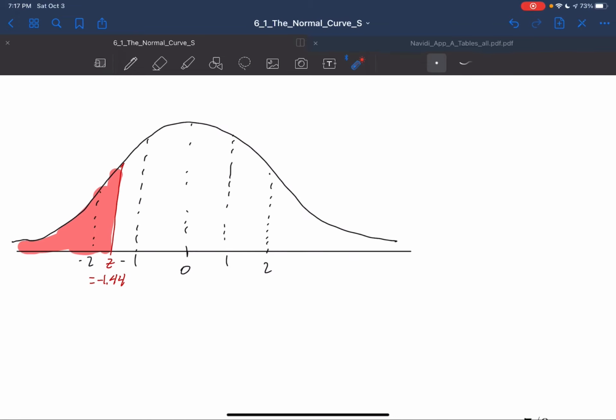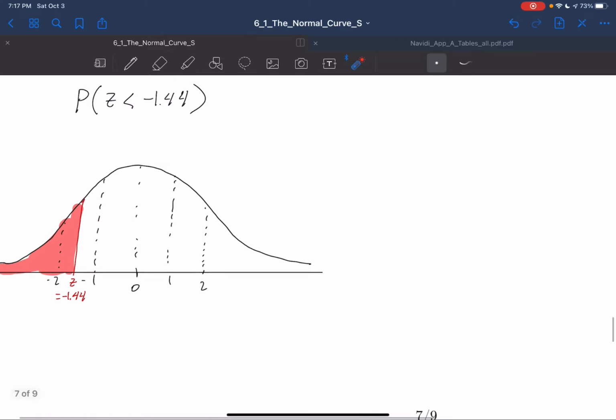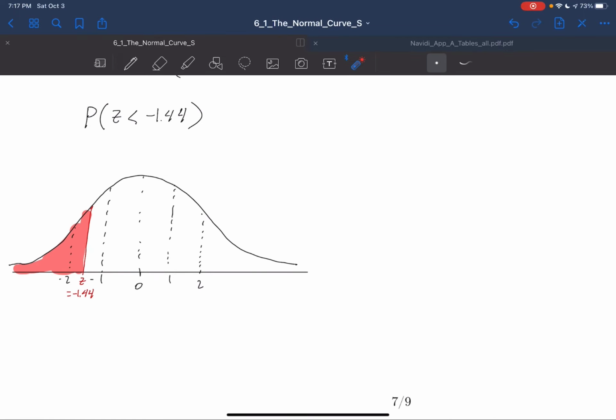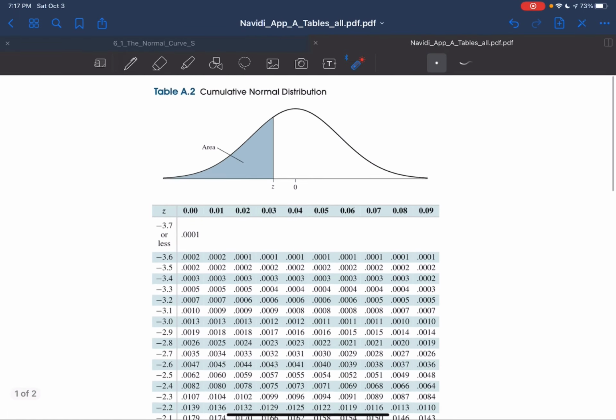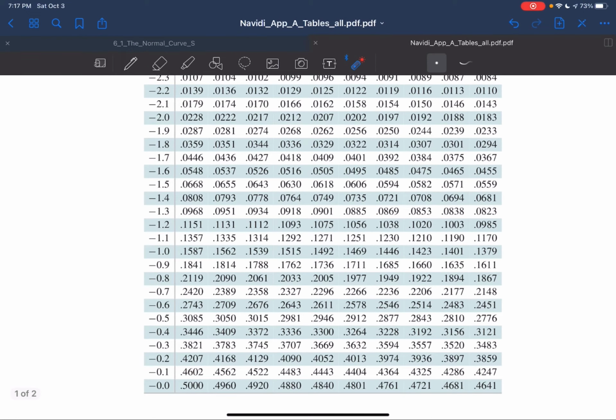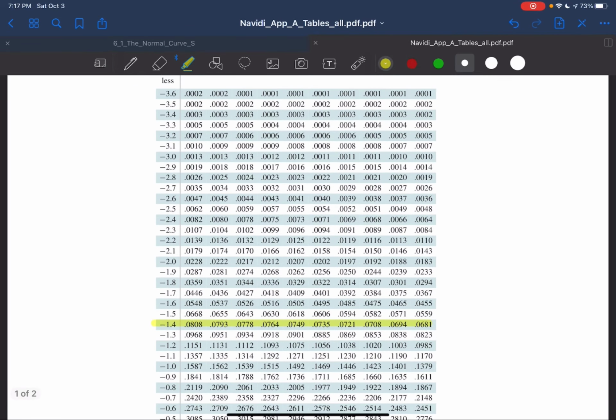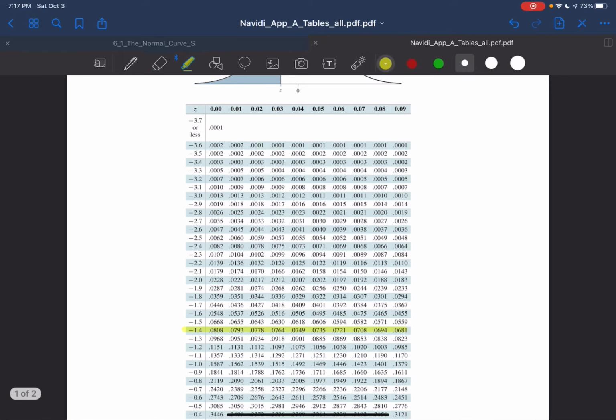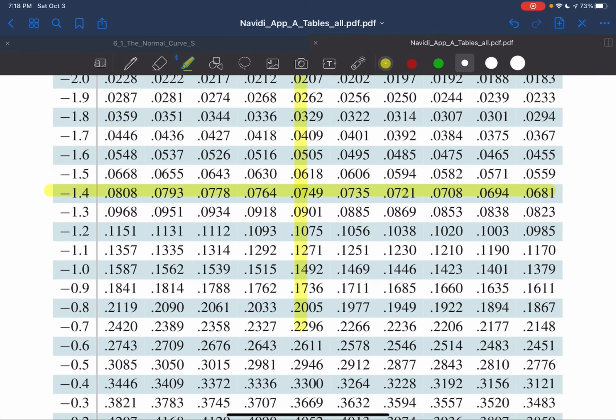And we could do this by going back to the table. So here, negative 1.44, we go to the negative side. We look at negative 1.4 first, which is this. And then we want to look at 0.04 here. And you want to see where they intersect. And they intersect right here. So this just means the area to the left of your z-score of negative 1.44 is 0.0749.